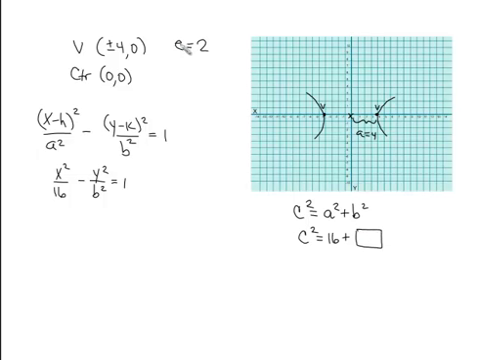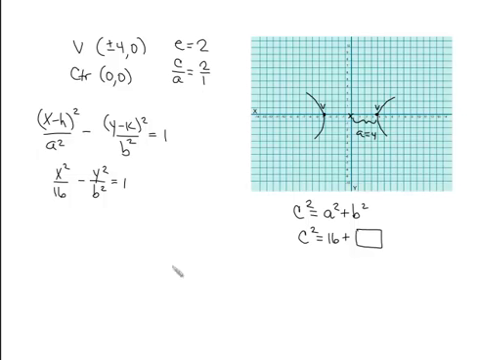Now, we know that eccentricity is c over a. So c over a is equal to 2, which is really 2 over 1. But that does not mean that c is 2 and a is 1. Maybe it means that c is 12 and a is 6. We don't know the original numbers. All we know is eccentricity reduced down to 2 over 1.